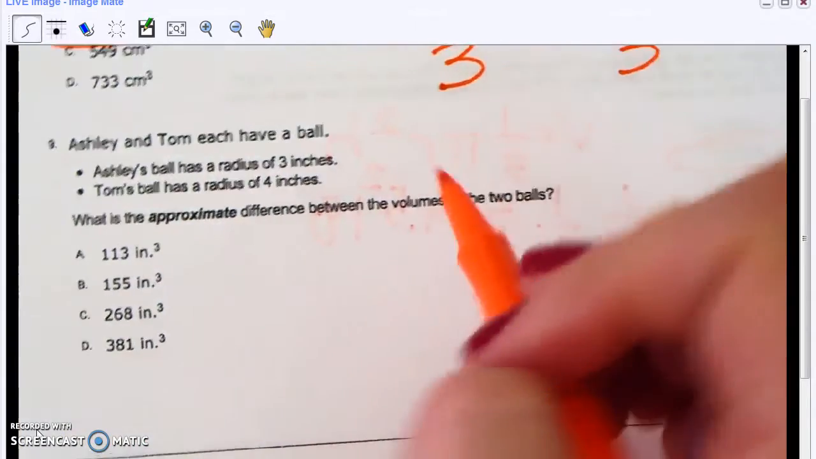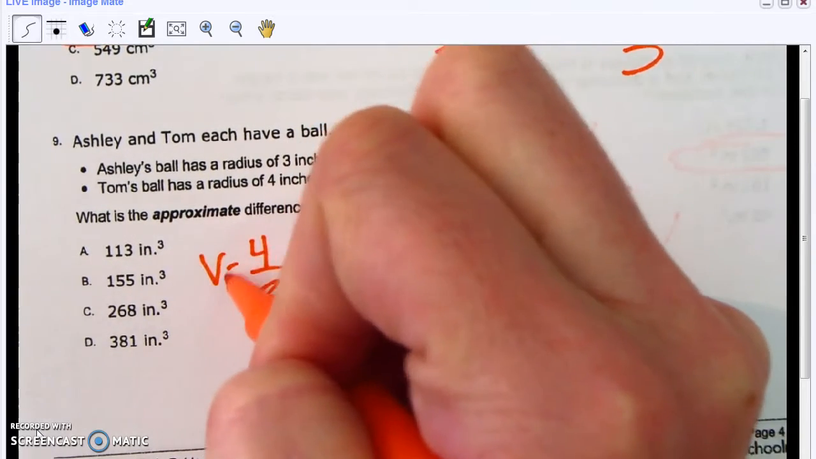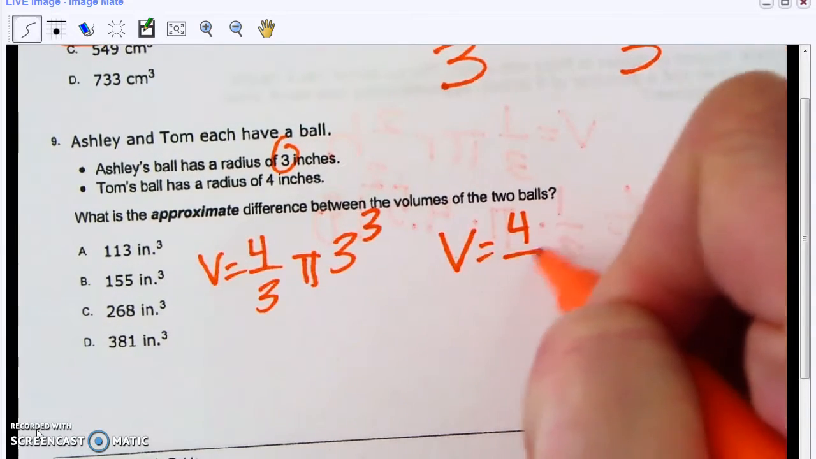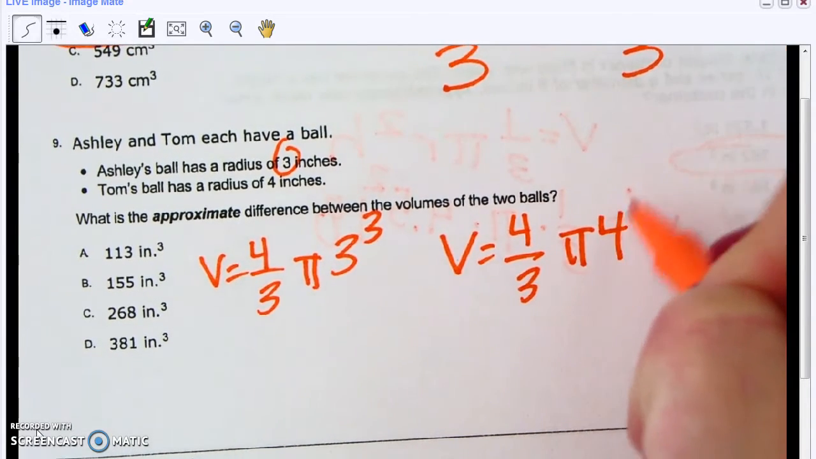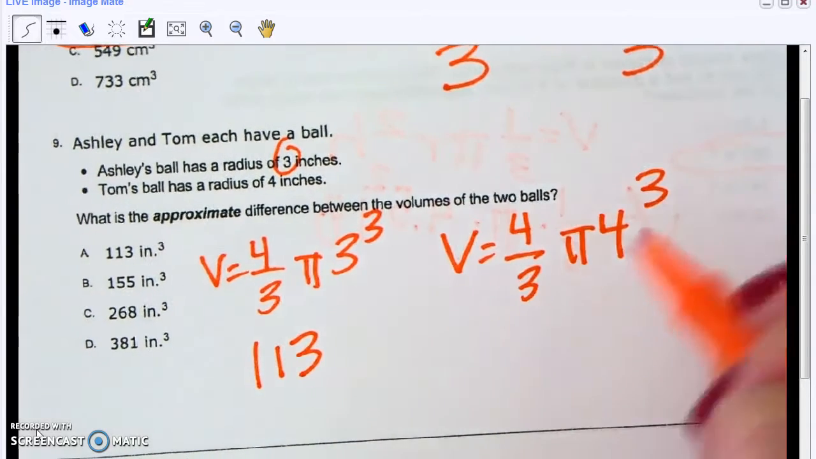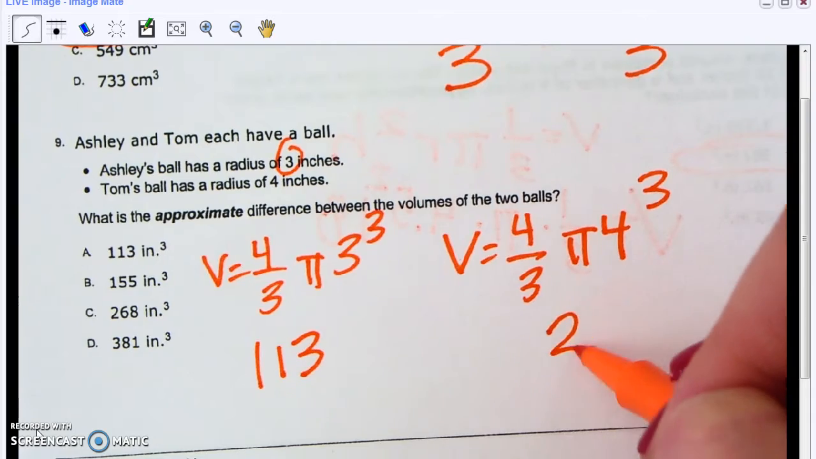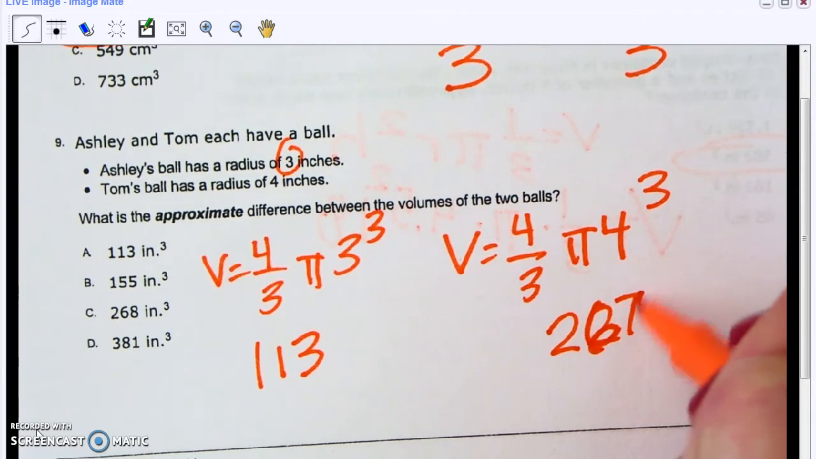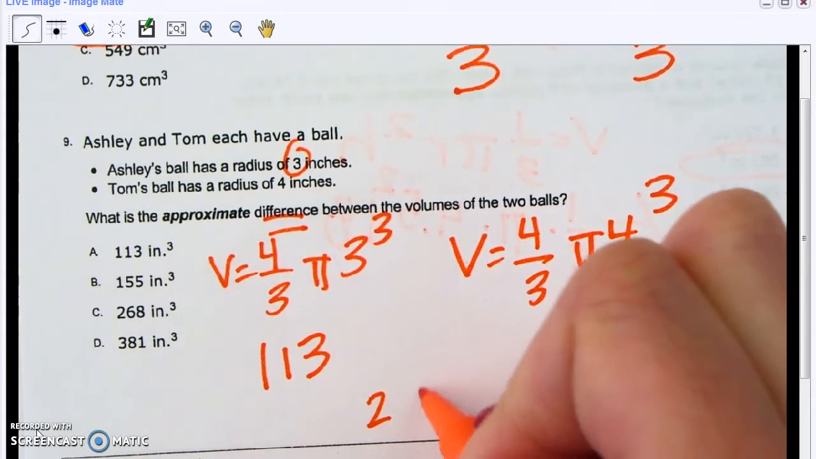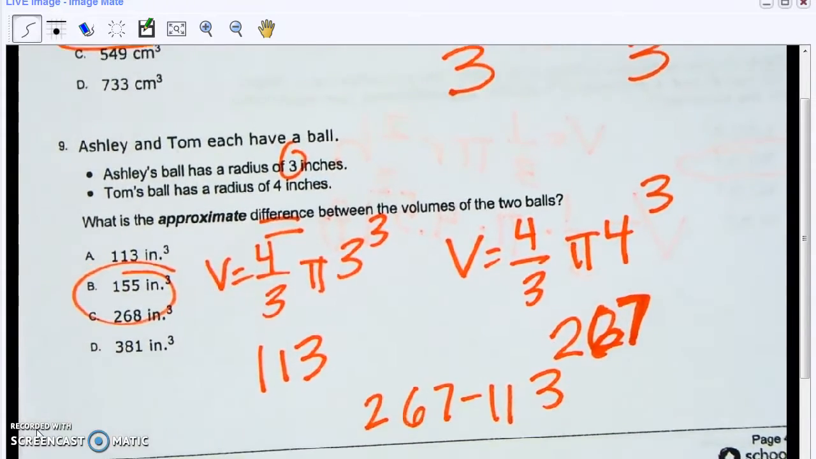Ashley and Tom each have a ball. For Ashley's ball, the radius is 3. And for Tom's ball, which is a sphere, the radius is 4. For Ashley's ball, I get 113 inches cubed. For Tom's ball, I get 267. It says what's the difference, so therefore I need to subtract 267 minus 113, and I get 55 cubic inches.